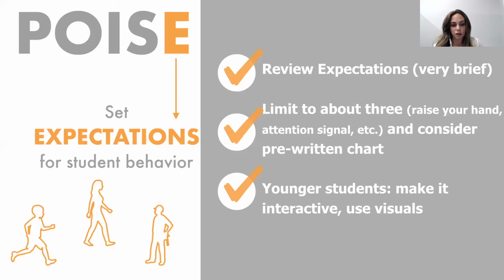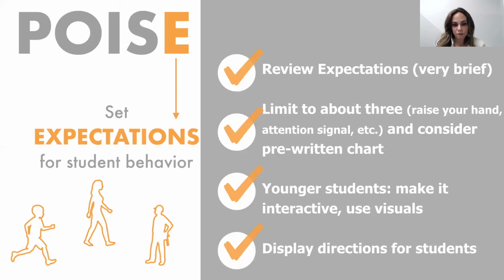I already used the example of the attention signal, but if one of your rules is raise your hand, you're gonna tell them, raise your hand. This is interactive. Now I wanna see everybody raise your hand. Good, good, good. I see almost everybody's hand raised. Show me what to do. Good. Okay, hands down. Let's try it again. Raise your hand. Just that type of thing. Just make it interactive so that if they're completely zoning out, it makes it impossible for them to completely zone out.